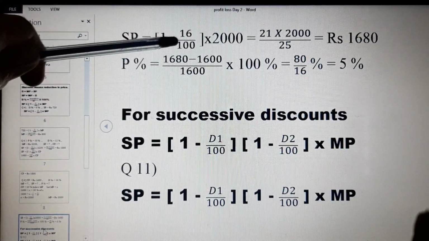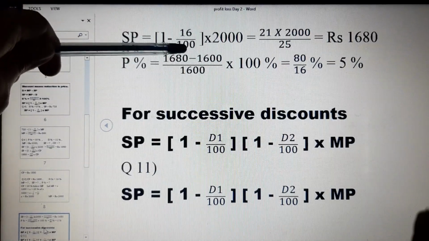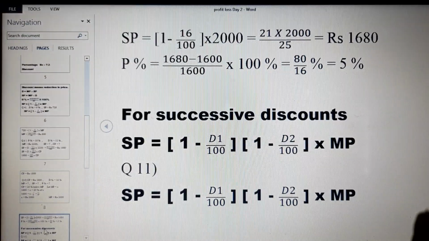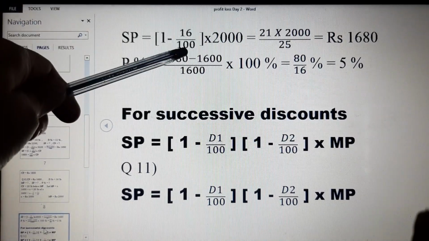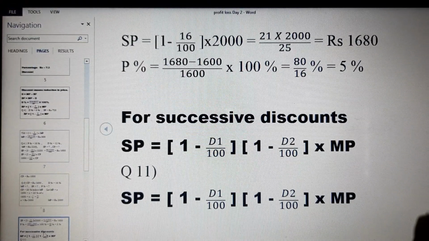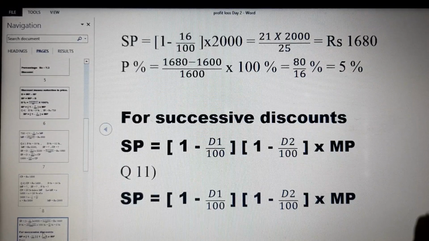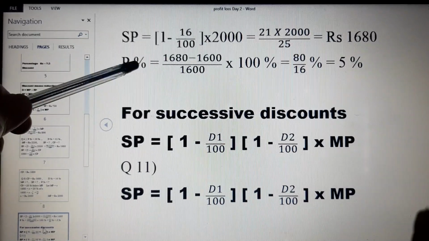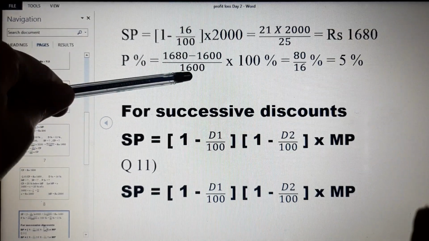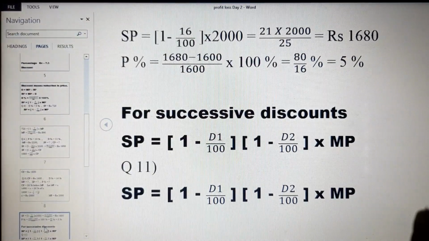If we take LCM, first of all we will cancel it. It is 4 upon 25. 25 minus 4 becomes 21. We have cancelled it by 4 and then we have taken the LCM. 21 into 2000 divided by 25, it becomes 1680. So selling price is 1680 rupees. Profit percent will be SP minus CP, this is profit. Profit upon CP into 100%. So it will come 5%.